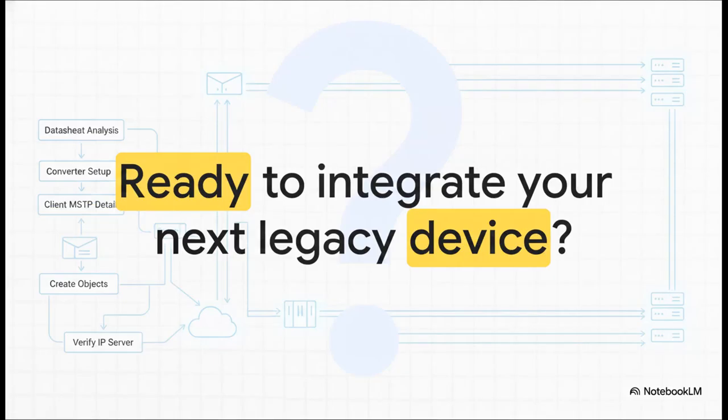And there you have it, the whole shebang. By methodically moving from the datasheet, setting up the converter, dialing in the client MSTP details, creating the objects, and checking the IP server, we completely bridge the gap. And the best part? This chronological method works for pretty much any legacy device integration.